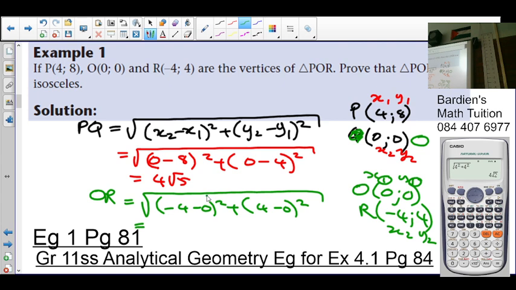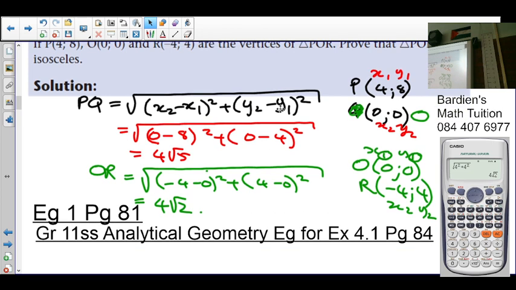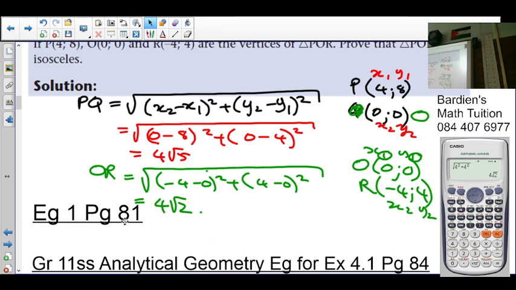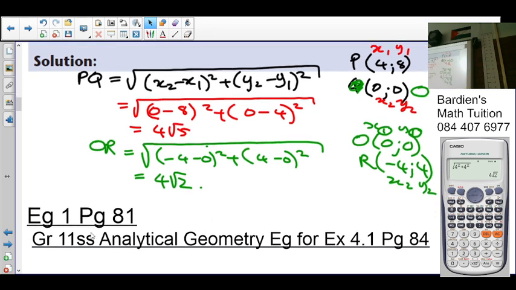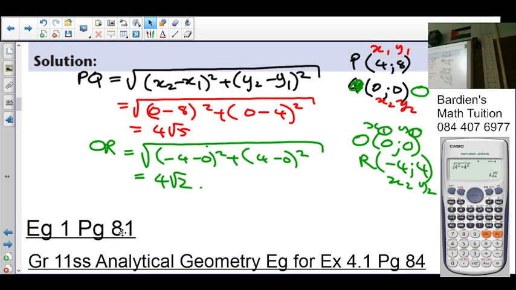Are these lengths equal, people? No. So what must I do? Test it for the third side, which is PR. You all okay with that, people? So this is the test for PR.